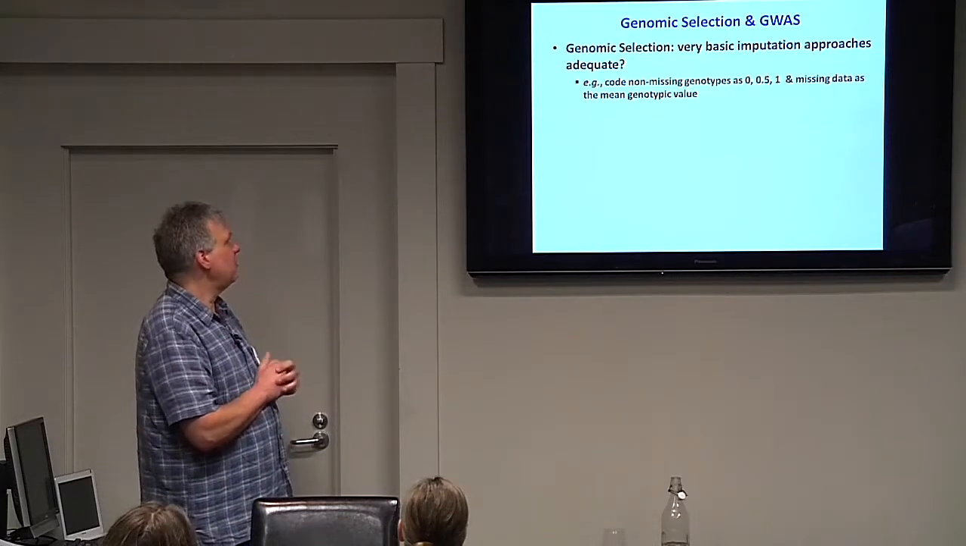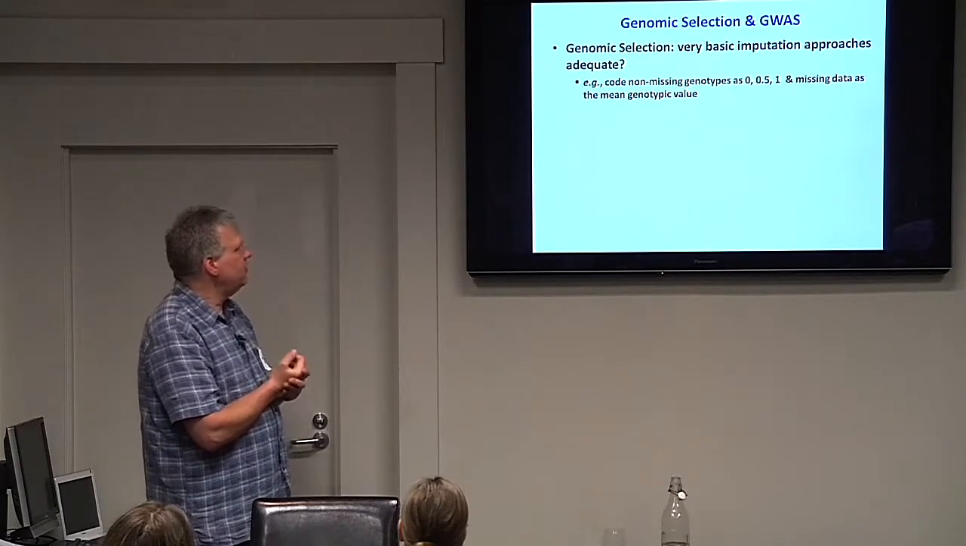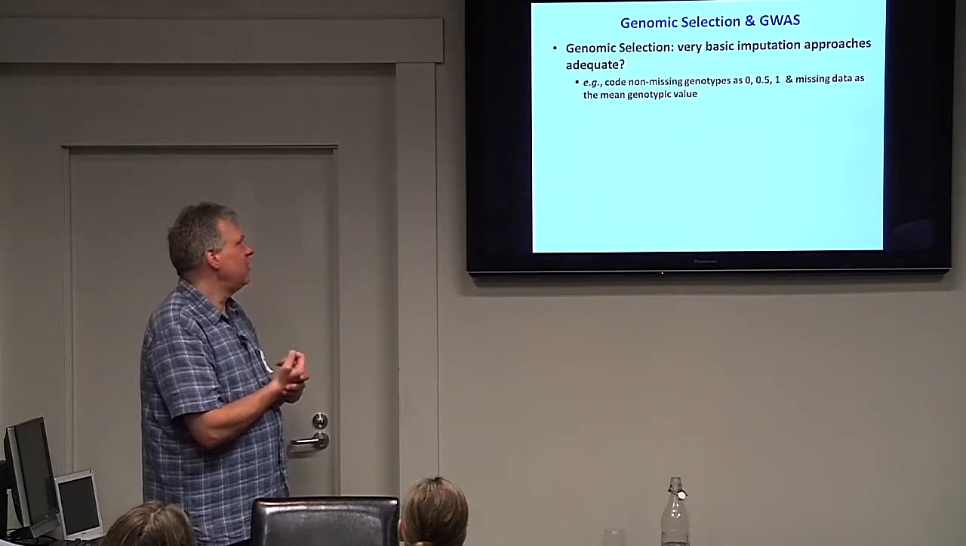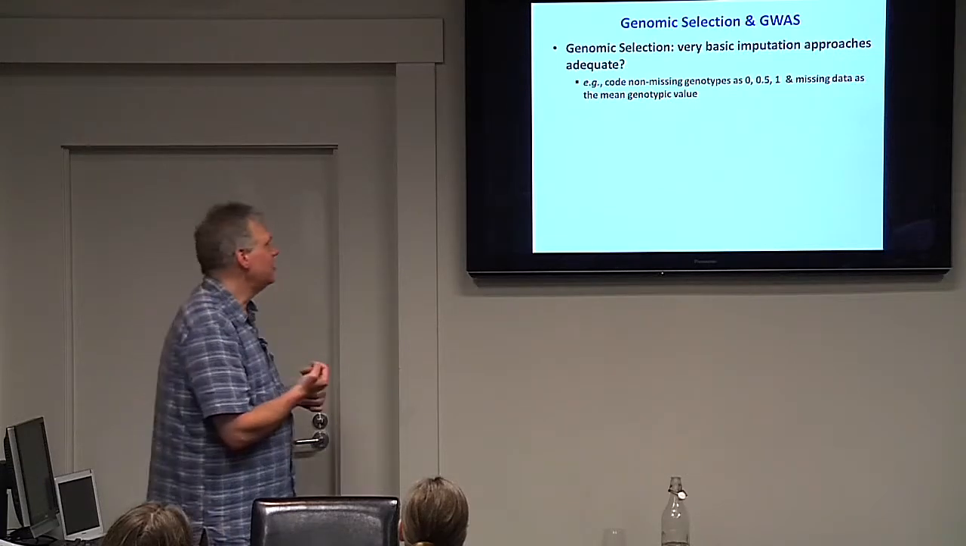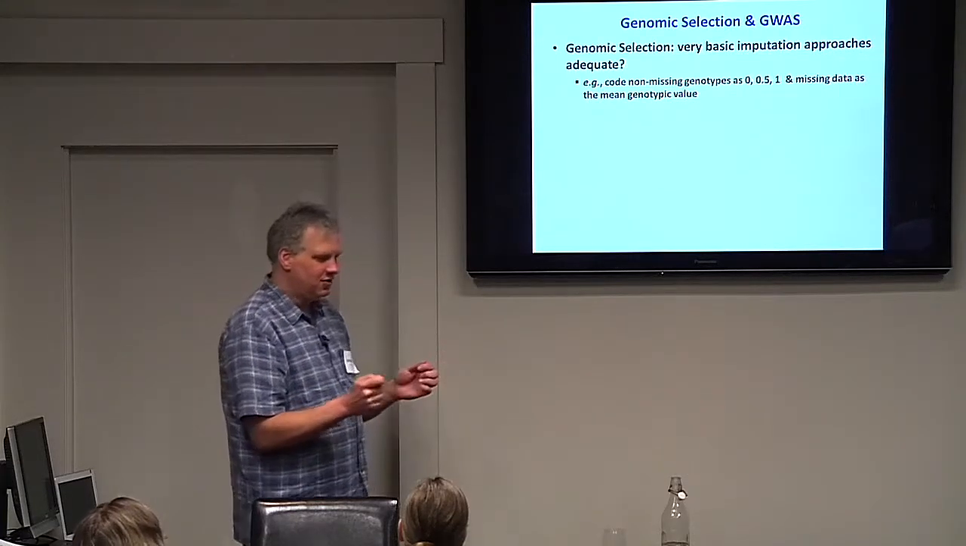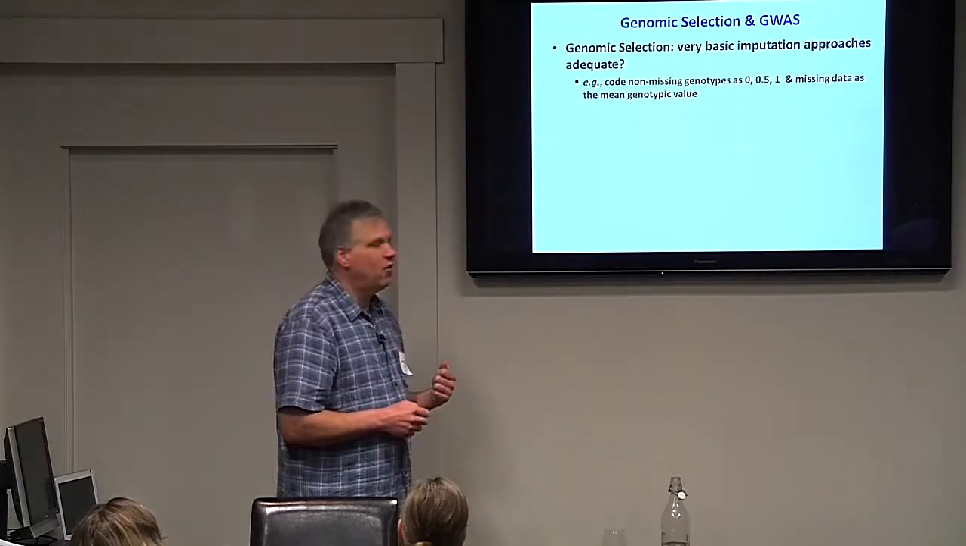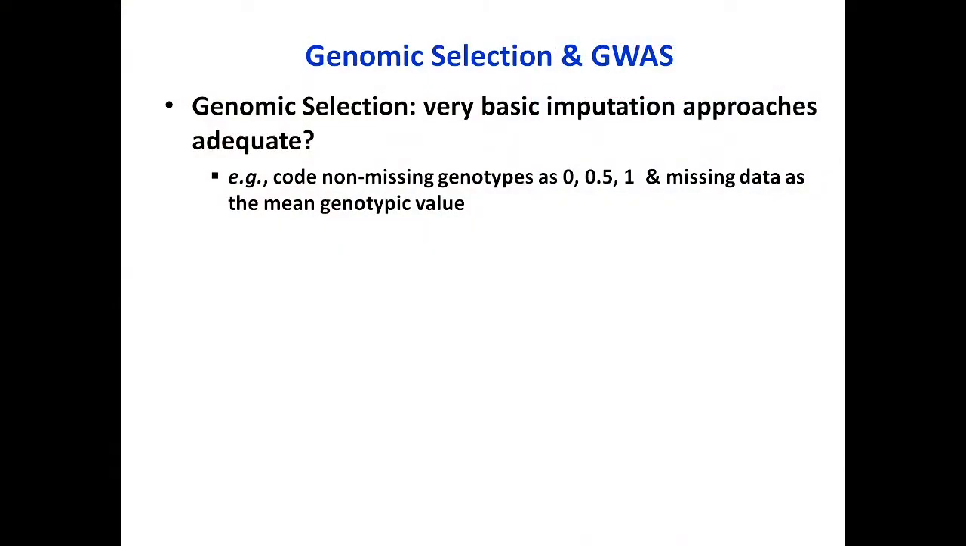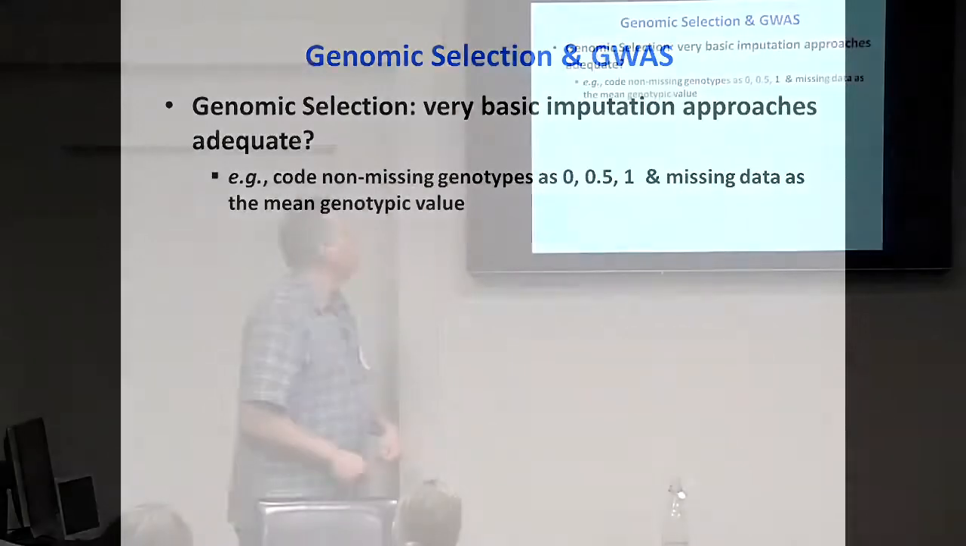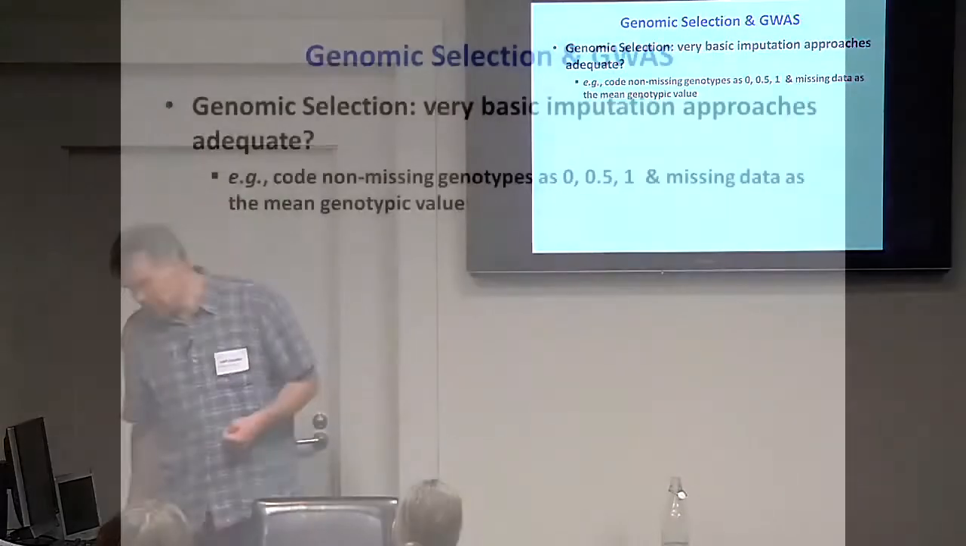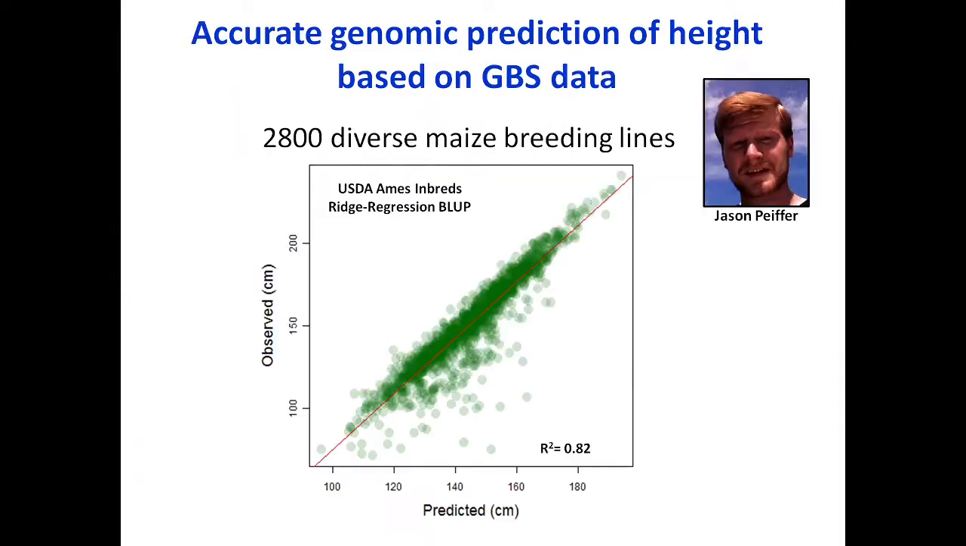Sometimes it's called genomic prediction. And even if you have a lot of missing data, you might be able to get away with very basic imputation approaches. You could code your non-missing data numerically so that one homozygote is called a 0, the other homozygote is called a 1, and the heterozygotes are called 0.5. Then from the non-missing data, you could calculate a mean genotype and put that in for all the missing data. That would make all the missing data kind of non-informative. So that's one approach to imputation, just to do genomic selection.